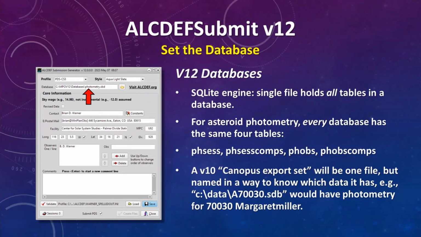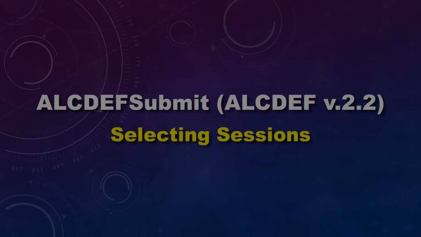Before you begin, confirm which photometry database is being used. The default is the photometry.sdb file in the version 12 database directory. A separate tutorial covers how databases work in version 12. If the data you want to use to generate an ALCDEF submission file are not in the default database, click the button to the right of the database entry field and locate the database file needed to proceed.